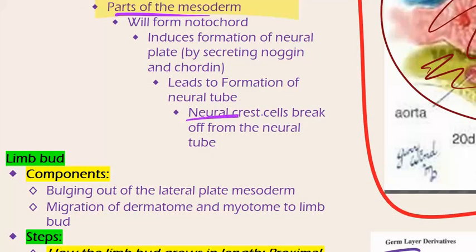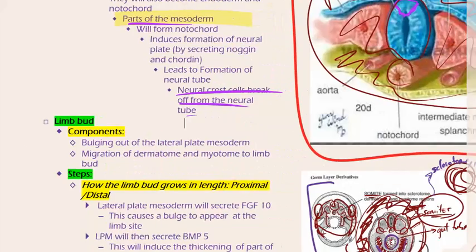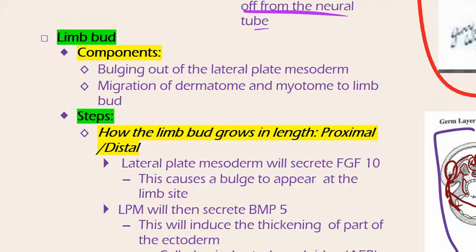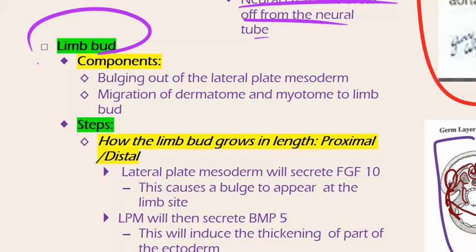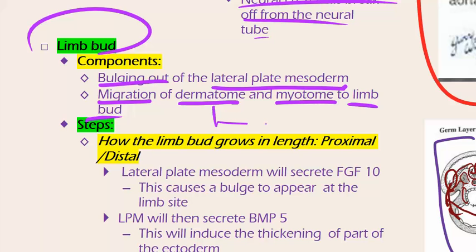So we talked about the neural crest cells, which are breaking off from the neural tube. Okay, so we talked about the components of the limb bud. It's being created by the bulging out of the lateral plate mesoderm, and there's going to be a migration of the dermatome and the myotome into the limb bud. Now, where are the dermatome and the myotome coming from? The somite. So what were the three parts of the somite? Okay, what does the sclerotome become?